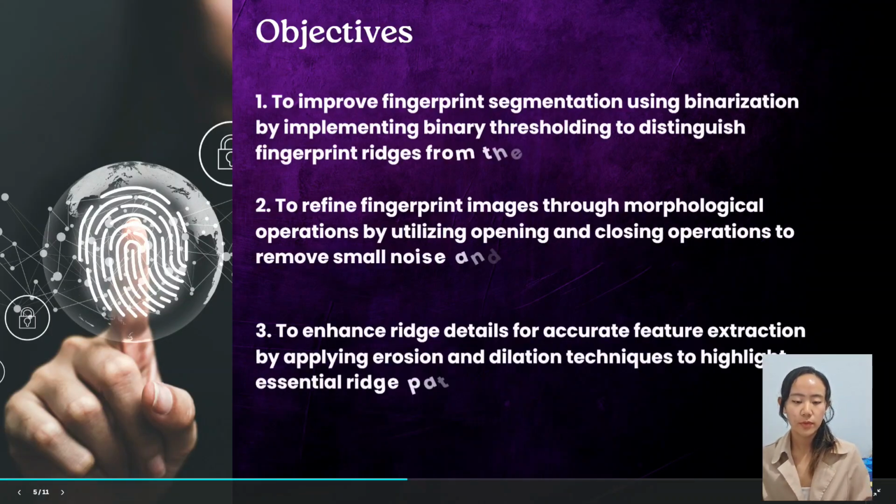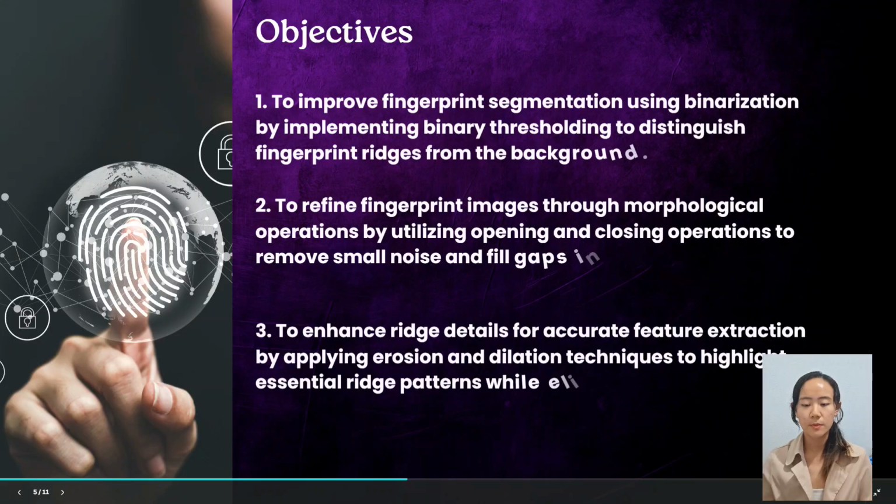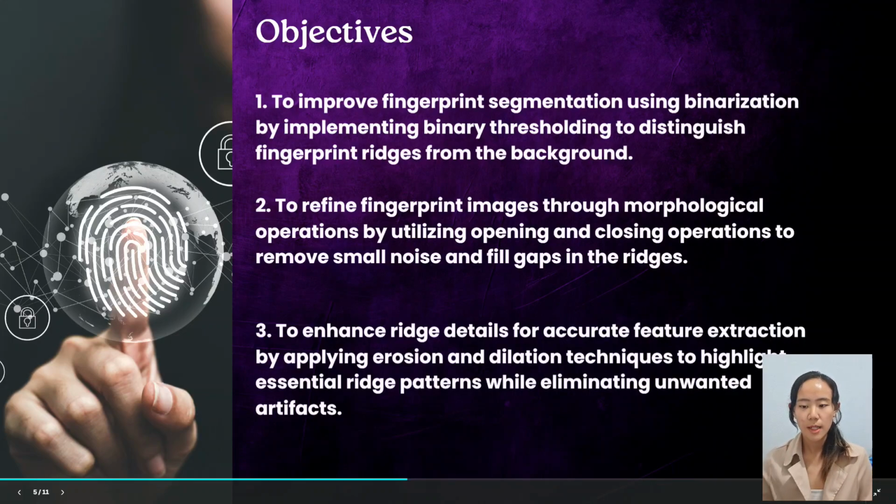Our objective for this project is, first, to improve fingerprint segmentation using binarization by implementing binary thresholding to distinguish fingerprint ridges from the background. Second, to refine the fingerprint images through morphological operations, utilizing opening and closing to remove small noise and fill gaps in the ridges. The third is to enhance ridge details for accurate feature extraction by applying erosion and dilation techniques to highlight essential ridge patterns while eliminating unwanted artifacts.